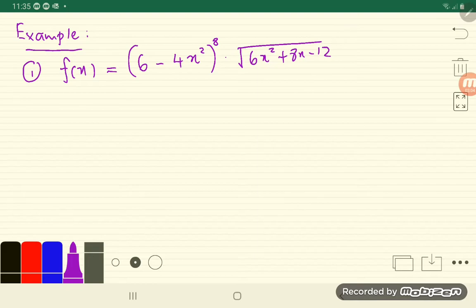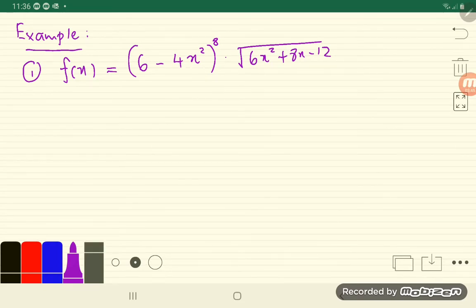Okay, if you look into this question, if you want to find the answer of dy over dx, it will be very tricky, because you need to deal with a product rule, and sometimes you need to deal with a chain rule. So in order for us to simplify it, we are going to use a technique called logarithmic differentiation. So let's say we want to apply the logarithmic differentiation. So let me erase this part first.